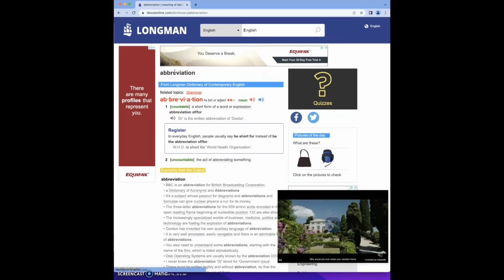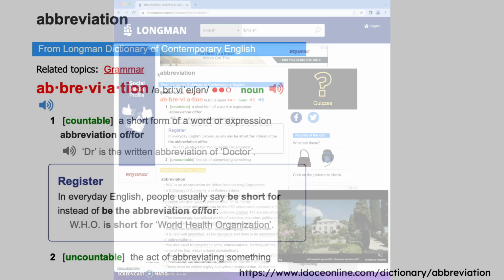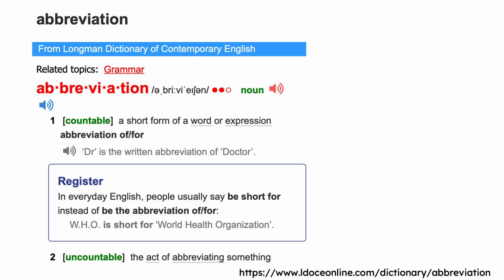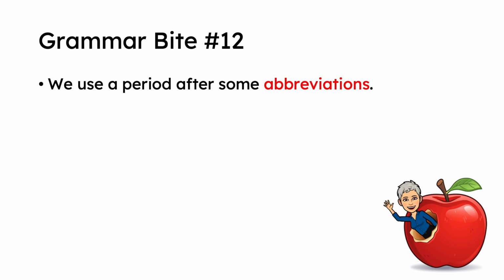And there you go. Let's look at what it says. The dictionary tells us a few things. It tells us how to pronounce the word. Abbreviation. It also tells us a definition. So if you look beside the number 1, what does it say? A short form of a word or expression. So now we know the word abbreviation means a short form.